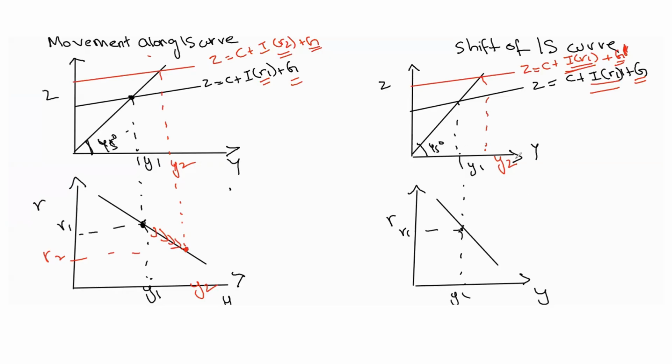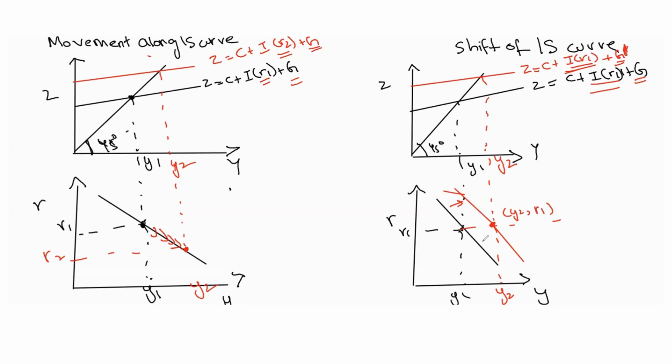In this case, however, we know that Y2 is still associated with interest rate R1. So when I plot it on the IS curve, we plot it like this. This is the point Y2, R1, because again, the demand and output change for the given interest rates. In this case, we can see the entire curve has shifted towards the right, because demand and output have increased for a given interest rate.